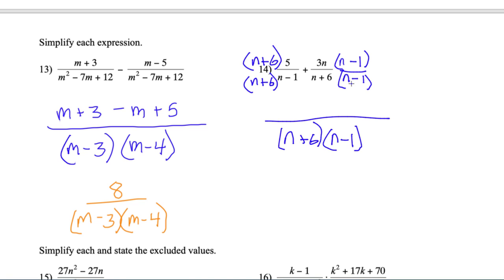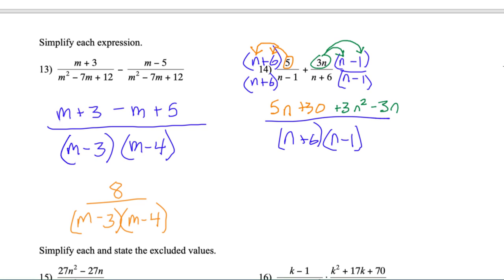Both of these have like denominators, so what's left over when I distribute? I'm going to distribute this 5 into the 6 and the n. So 5 times n is 5n. 5 times 6 is 30. I'll keep my color coded up here, that was distributed in here, and then the green was distributed over here. 3n times n is 3n squared. And then after that, 3n times negative 1 is minus 3n.